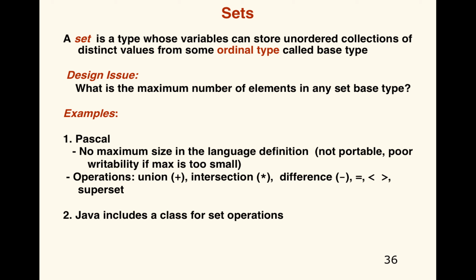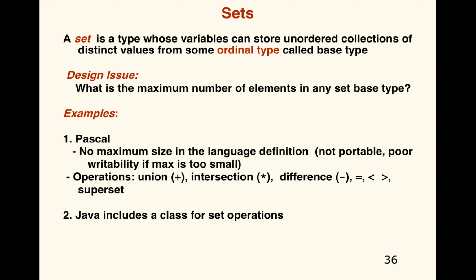So some design issues. What is the maximum number of elements in any set base type? Well, how big can the sets be? Which is an interesting question. There's no index on them. There's no order to it. We do have to keep unique values, but are we going to put a size limitation on it? Kind of like arrays, is it going to be static or dynamically sized? Is there going to be a limit on the number of elements that can go inside of it?